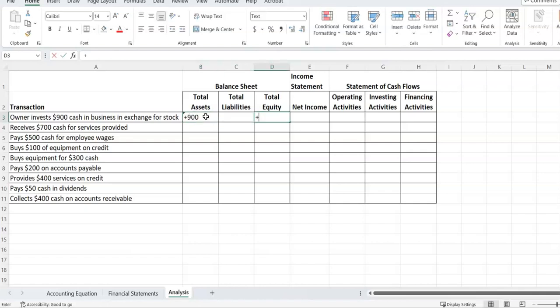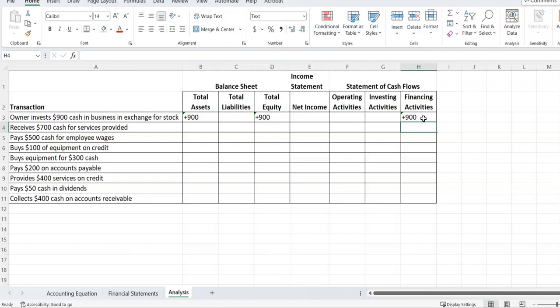We increased equity $900. So that is the effect on the balance sheet. This has no impact on the income statement, and for the statement of cash flows, it is considered a financing activity, how the company finances what it does. So these are the changes that that transaction would make to the financial statements.